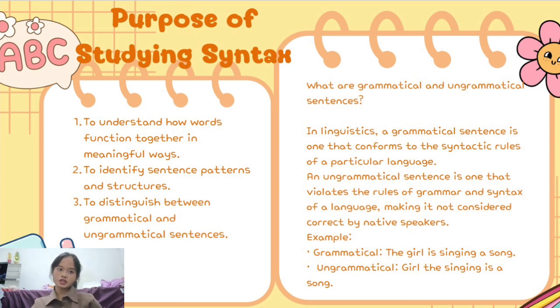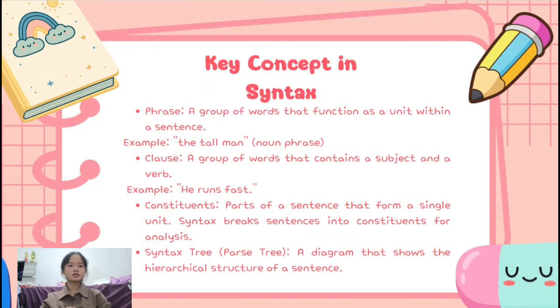In linguistics, a grammatical sentence is one that conforms to the syntactic rules of a particular language. Such a sentence is generally acceptable and understandable to native speakers. Example, grammatical: The girl is singing a song. And then the ungrammatical, like: girl the singing is a song. That's not true.